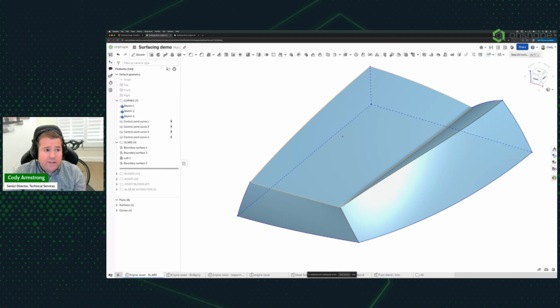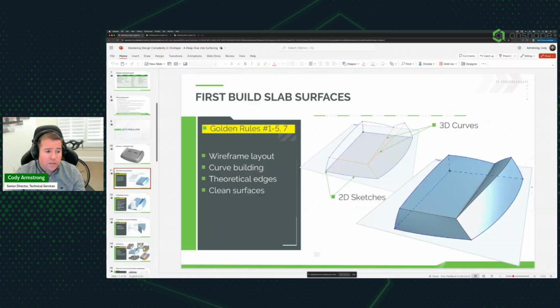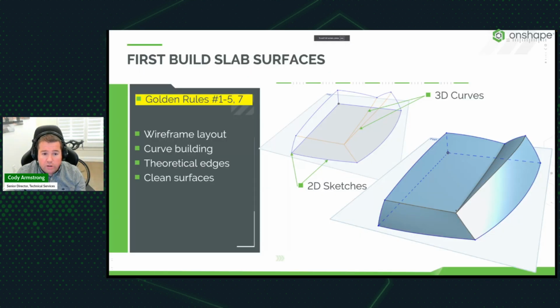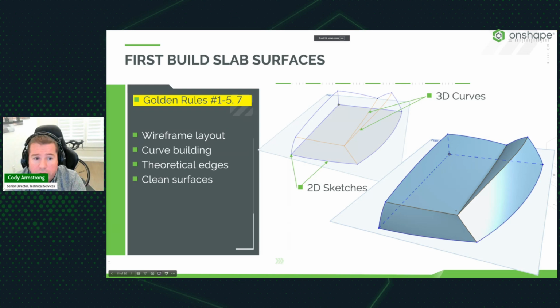So that is the first rule that I would give you: use those wireframe layouts, use the 3D curves, minimize the control points in all of those. Those are all single span curves, very simple to create, and also have the minimum in terms of complexity to define their shape. So build those slab surfaces first.